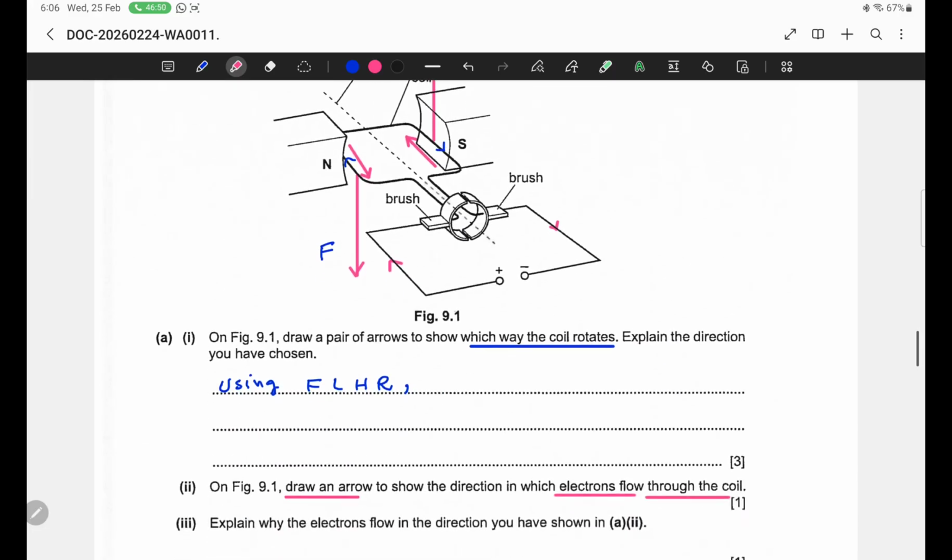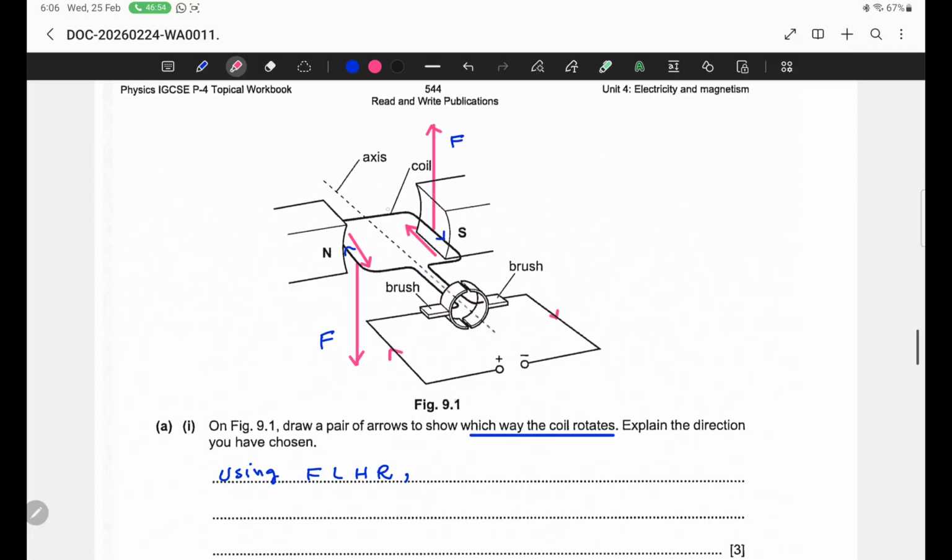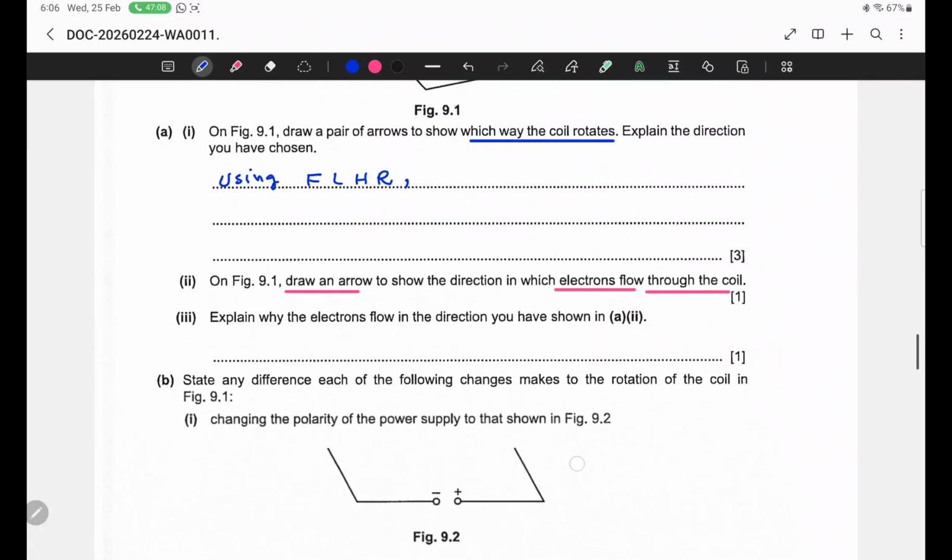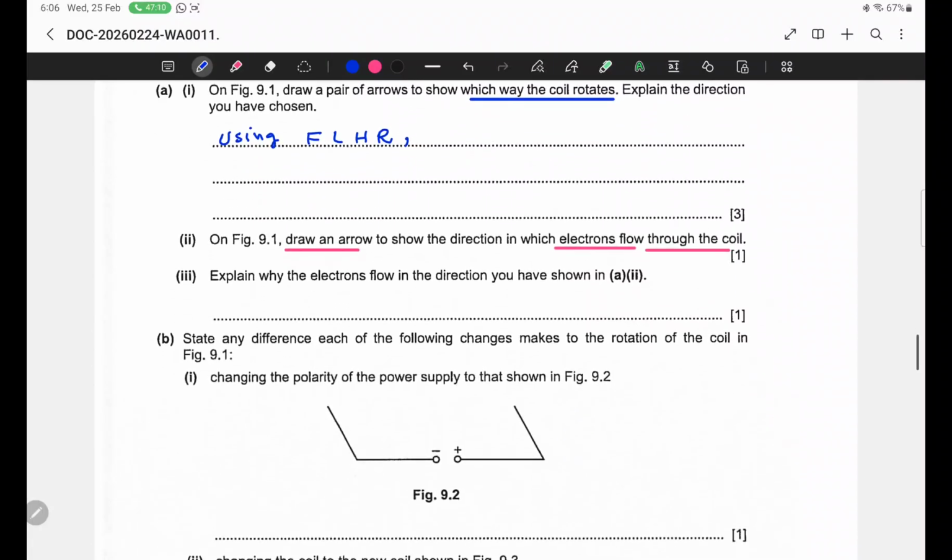So draw an arrow to show the direction of electrons through the coil. This is the direction of electron, and I am writing electron. The direction of electron flow is opposite to the direction of current. And now I explain why the electrons flow in the direction we have shown in A2.